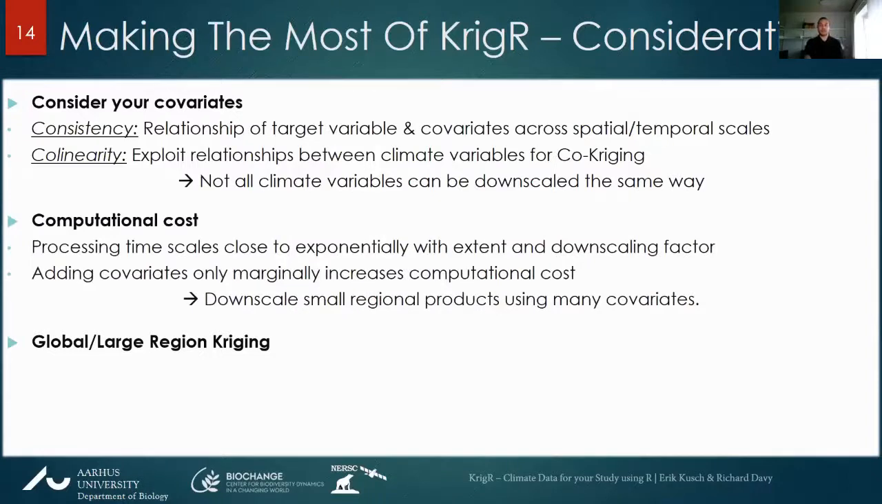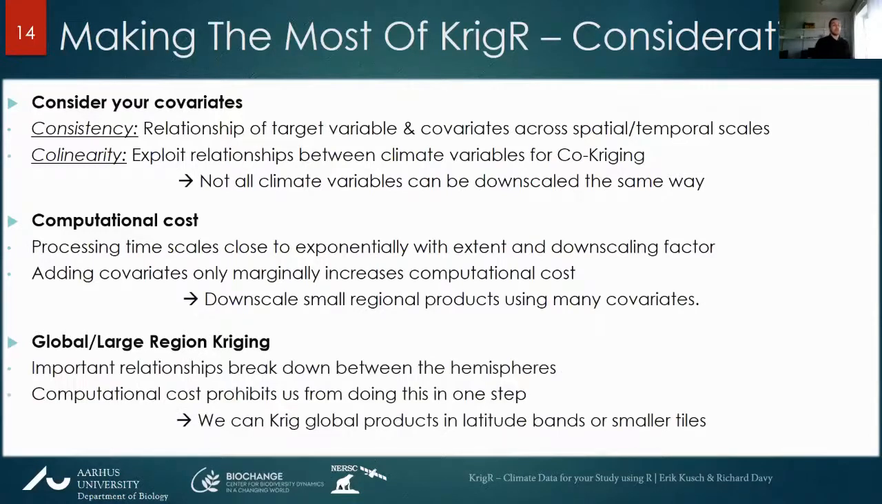As far as computational cost is concerned, as another consideration, the processing time scales close to exponentially with the extent and downscaling factor that we're interested in, as we've already seen with the Nmax example that Richard showed earlier. And adding covariates, on the other hand, only marginally increases the computational cost. So my recommendation here would be to downscale small regional products and then fusing them into bigger ones if you need bigger ones, using many covariates.